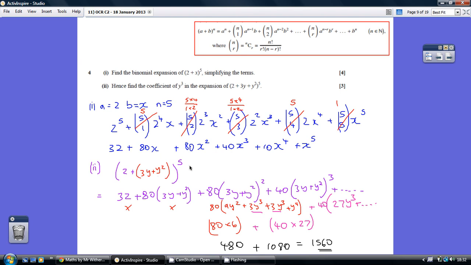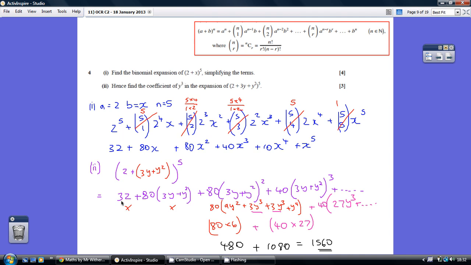So looking back at the expansion, every time we've got an x, we're now going to have a 3y plus y squared. So a 3y plus y squared here, a 3y plus y squared, all squared here, and so on. So I've just set these out here in purple with that substitution. And remember what we're doing, we're trying to look for all the times that a y cubed crops up.